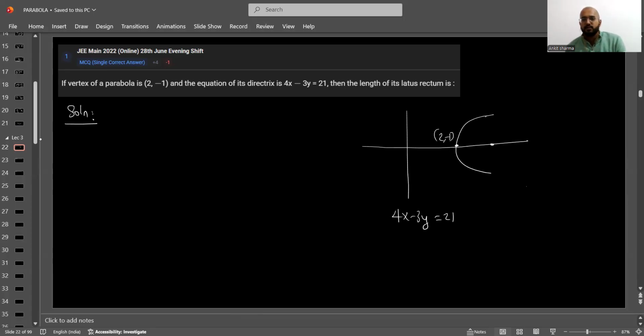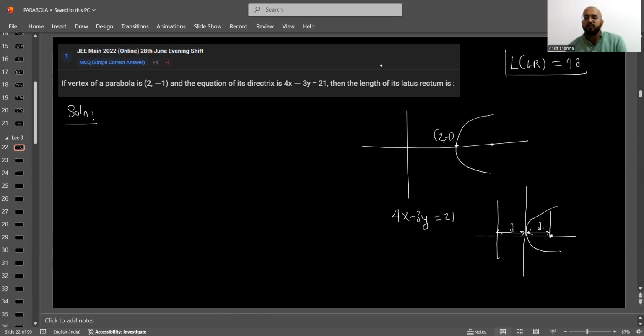What is the information? Suppose I have a parabola here, and this is my focus. So whatever is this length, the same length is here also. And this length is basically a. So this length is also a. And the length of latus rectum of the parabola is what? Length of the latus rectum is nothing but 4 times a. So length of latus rectum is 4a.